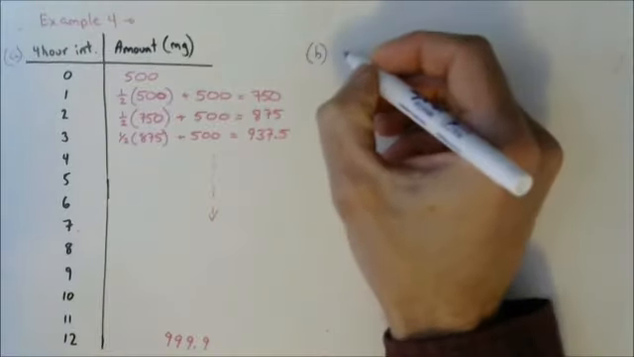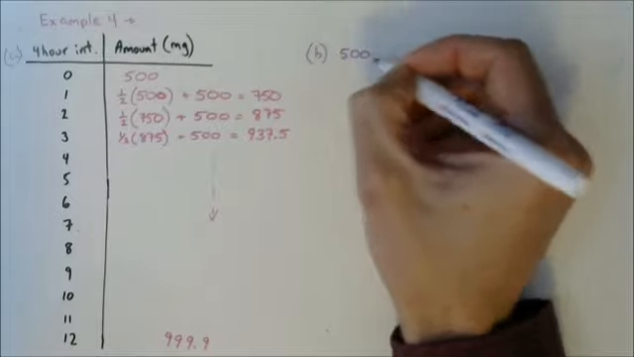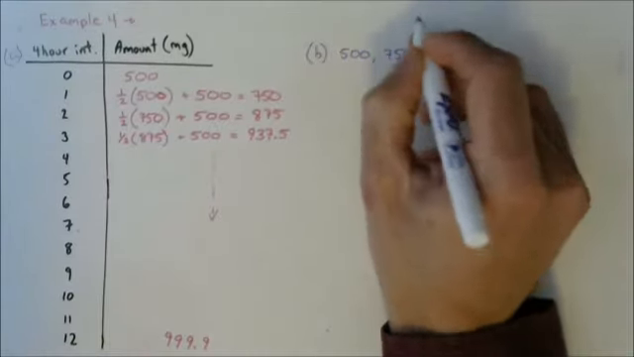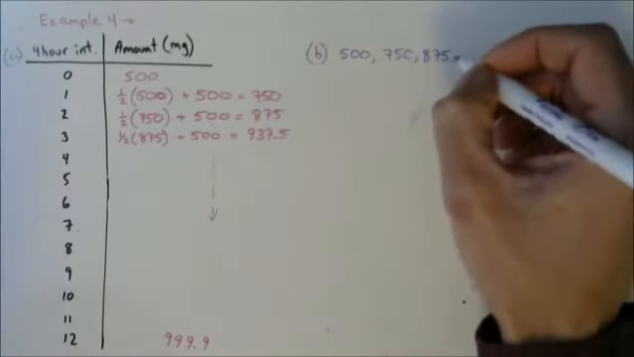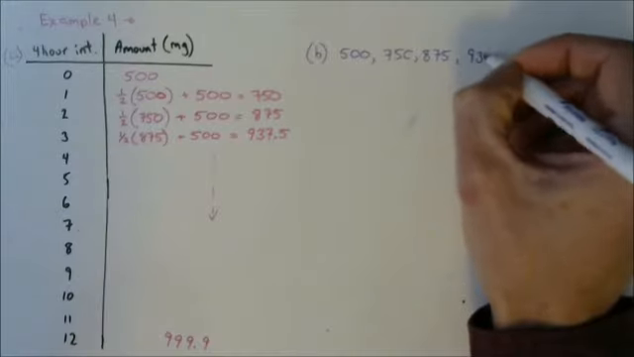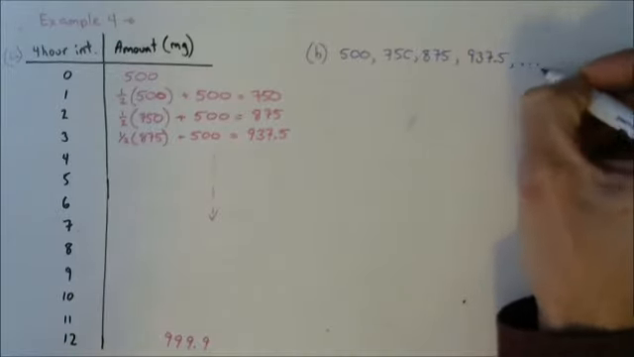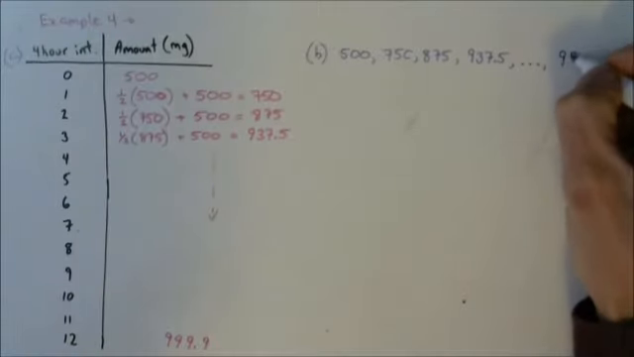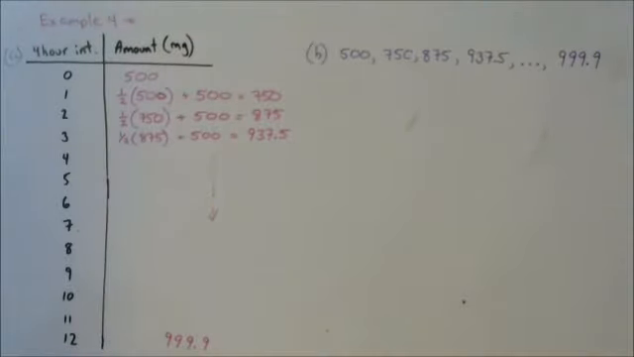column and write it as a sequence, okay? So here's how we would write a really long sequence when we don't want to write the whole thing. We write the first few terms, 500, 750, 875, 937.5. Then we give a little ellipsis to say, okay, there's a bunch more terms in there. And we're going to keep that sequence going until we get to 999.9, and that will be the end of the sequence.